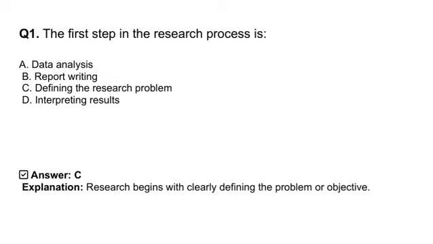All right, so when we look at the first step in the research process, it's all about defining the research problem. This means clearly understanding what you want to investigate or solve. It's like setting a clear goal before you start. Without this step, the rest of the process can become confusing or unfocused. Now, from the options on the slide, data analysis, report writing, defining the research problem, and interpreting results, it's important to recognize that the foundation of any good research begins with defining that problem or objective. That's what guides everything else you do.